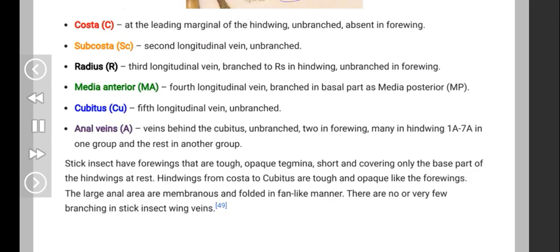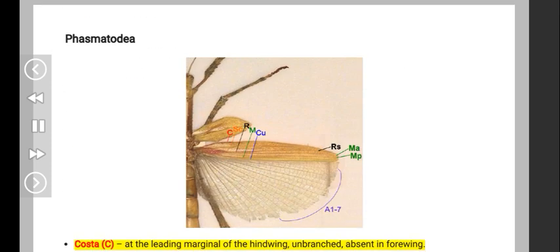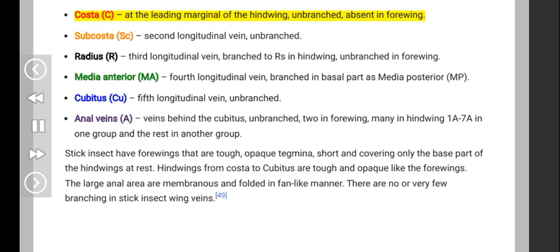Phasmatodea. Costa C, at the leading margin of the hindwing, unbranched, absent in forewing. Subcosta SC, second longitudinal vein, unbranched.